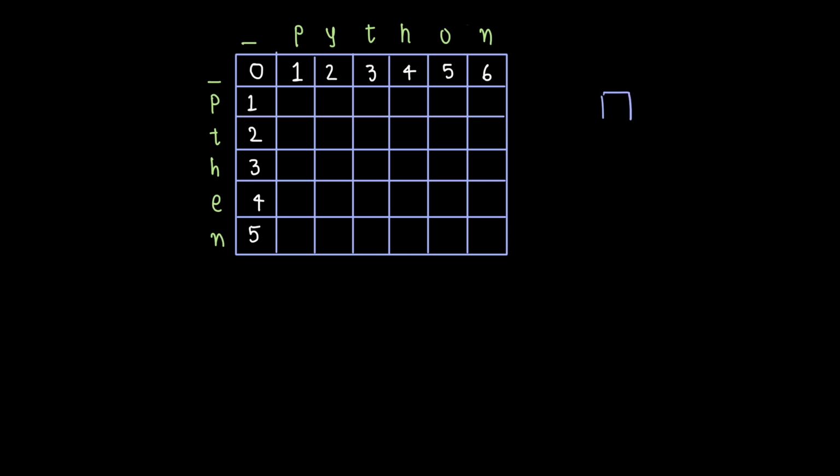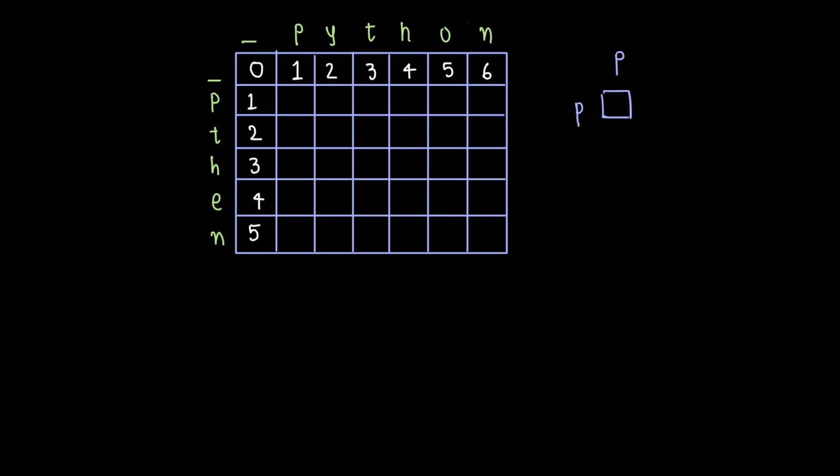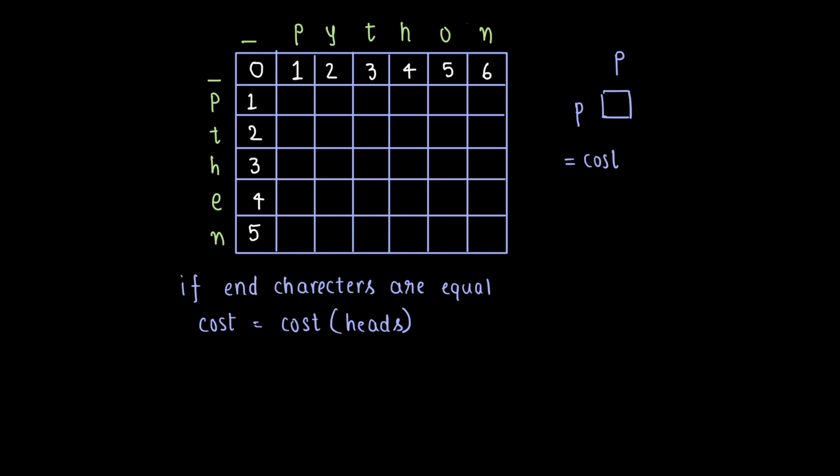Let's consider the second box in the second row here. Now the cumulative strings from both sides will be p and p. If the end characters are equal, then the cost of both the cumulative strings will be equal to the cost of their heads. Thus, the cost of p, p equals the cost of head of p, head of p, which is the cost of nil string, nil string, which is 0.